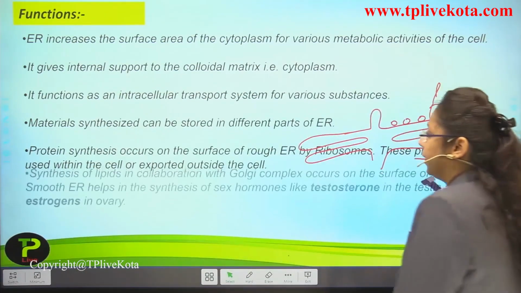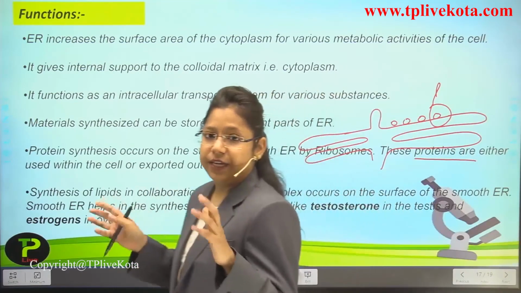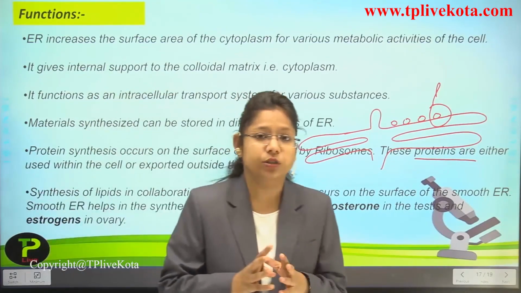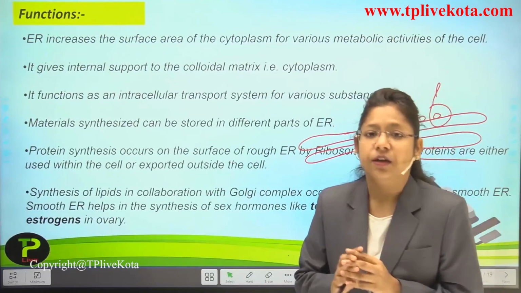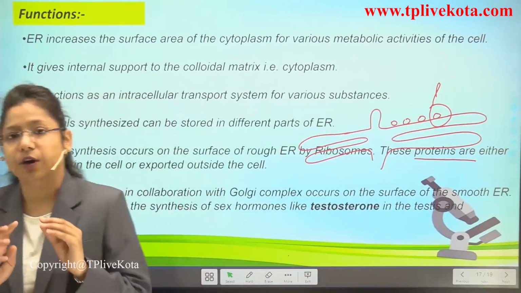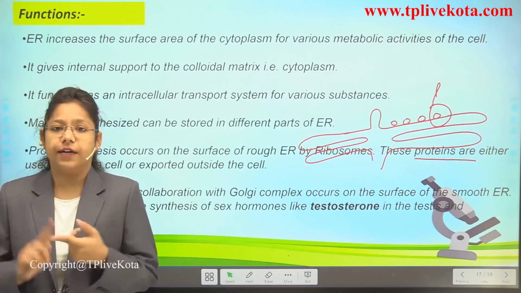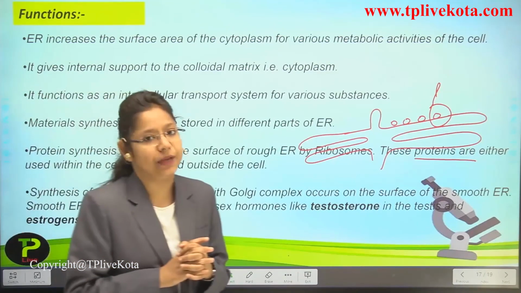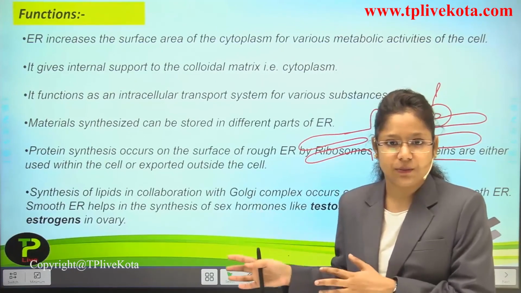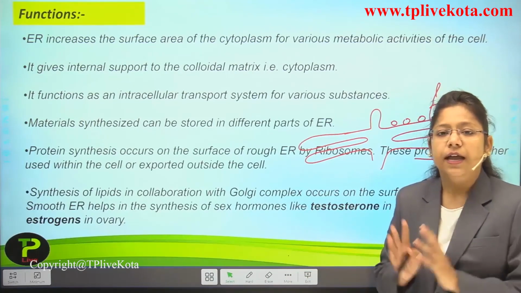Okay, now the next point and the last point about the function of endoplasmic reticulum, which is very important, is that it releases the secretory hormones, that is testosterone and estrogen, which are the female and the male hormones. So it helps in the synthesis of sex hormones, that is testosterone or estrogen, which is present inside the female and the male body. Progesterone or estrogen in the female body, and testosterone in the male body. So this one is the last part of the endoplasmic reticulum.